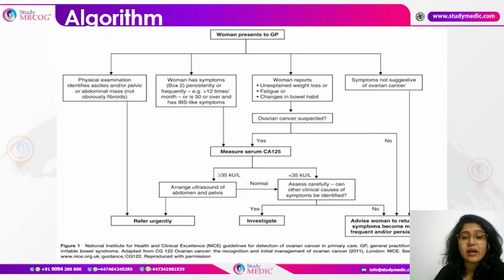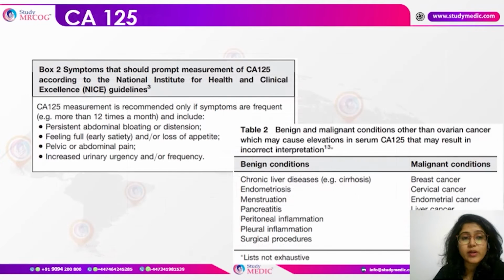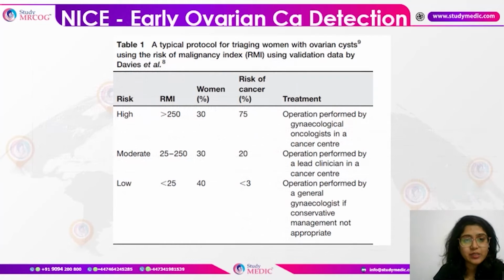So this is again another SBA which is frequently asked, that if the woman has come to you with persistent abdominal bloating, distension, feeling full or loss of appetite or abdominal pain, then you may need to calculate her CA-125. So please remember, because this is also a commonly asked SBA.